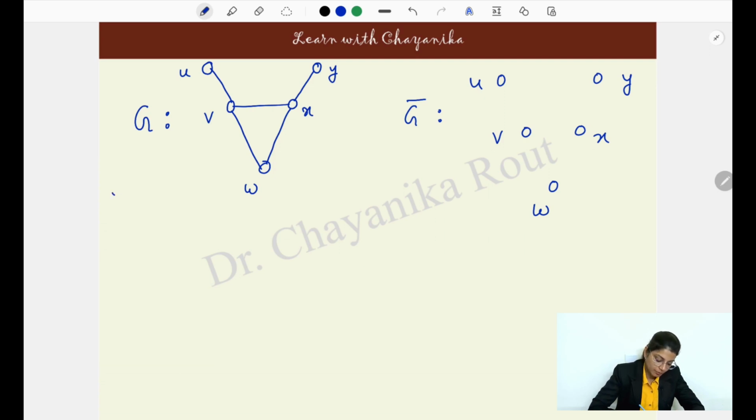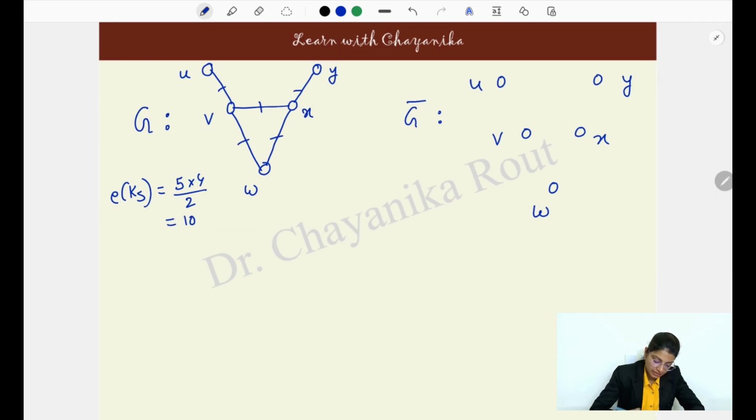The number of edges in K5 is 5 into 5 minus 1 by 2, that is 10. In the graph there are 1, 2, 3, 4, 5 edges. So in the complement there are going to be 10 minus 5, that is 5 edges in total. Now which edges will be there? Since u and x are not adjacent in G, there will be an edge between ux.